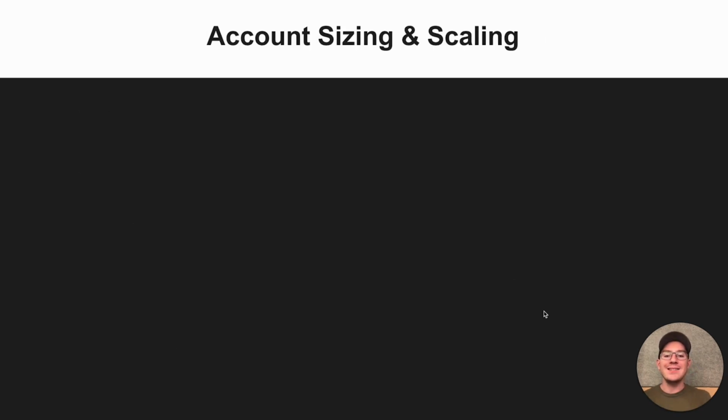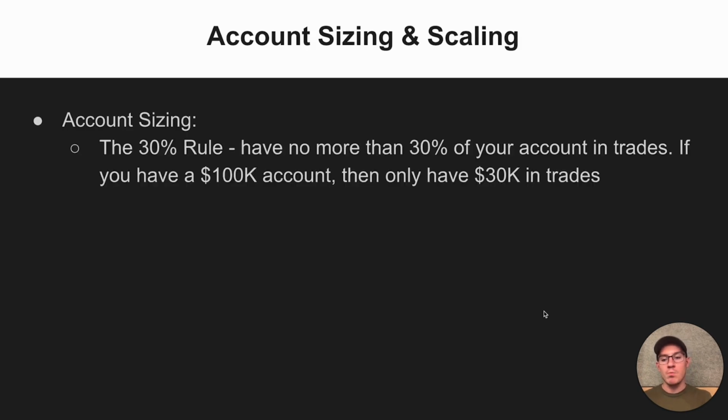So how do we size our account and scale that accordingly? First off, we must make sure that we're applying the 30% rule. This means that we have no more than 30% of our account in a certain strategy or trade. Just for easy math, if you have a $100,000 account, then you should have no more than $30,000 in that specific trade. That's how the 30% rule breaks down.